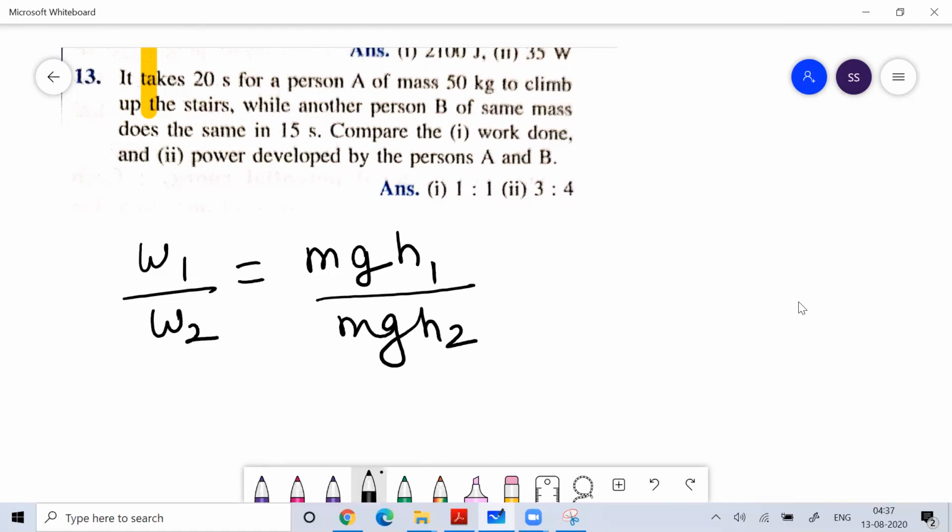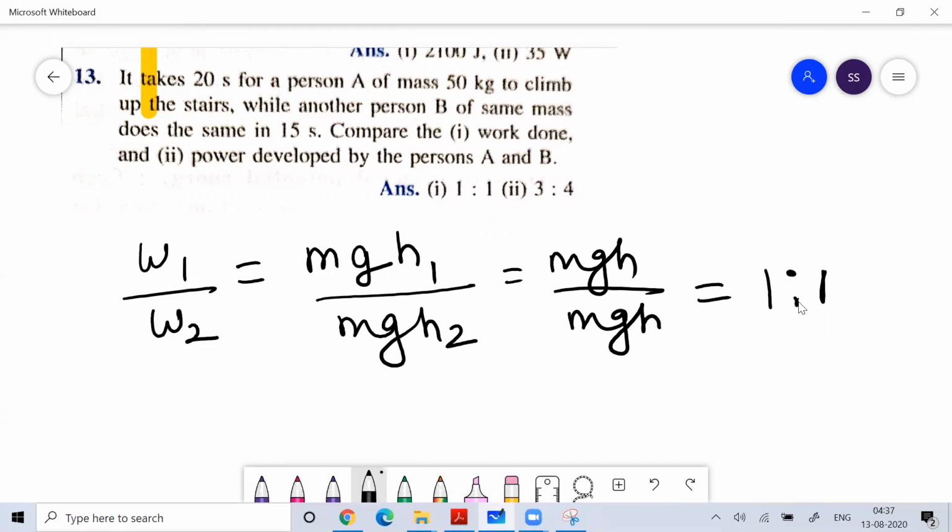So the mass is 50 kg, climbing up the stairs, and another person does the same. The height is also the same here. So everything is the same in both cases. So what is the ratio of the work done? That would be 1:1.